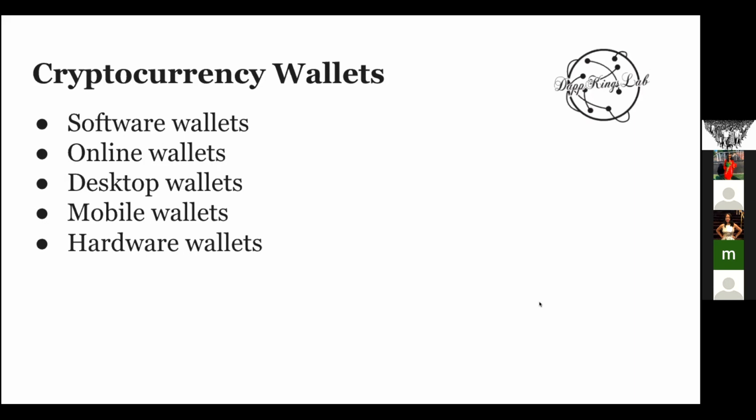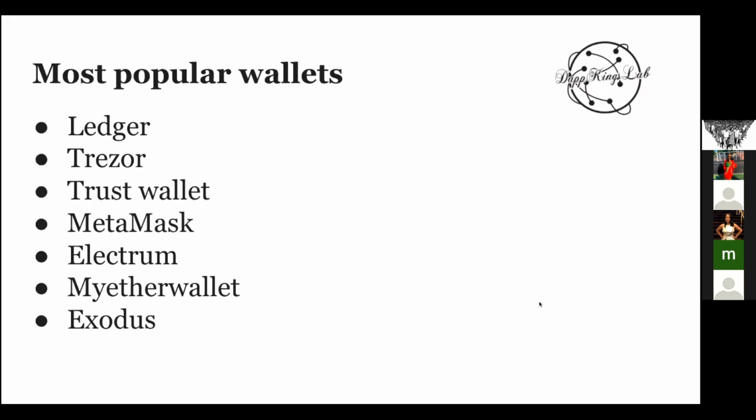Now, some wallets have multiple features so you can utilize them on 2 or 3 of these different kinds of platforms. And then you have the hardware wallets, like we just talked about, which are cold storage, where your cryptocurrency is actually stored on a thumb drive. These are some popular wallets. There are many out there, but you have Ledger, Trezor, Trust Wallet, MetaMask, Electrum, MyEtherWallet, and Exodus. I would encourage everyone to do their due diligence to determine which kind of wallet works for them based on their needs.